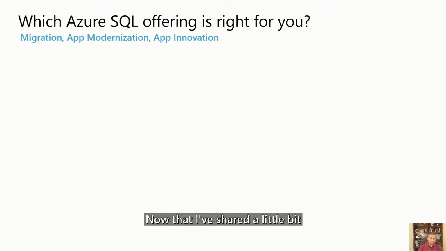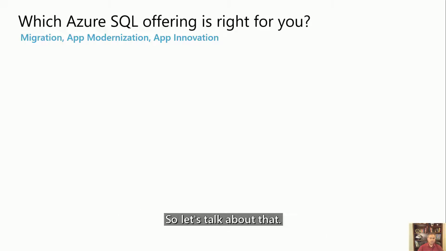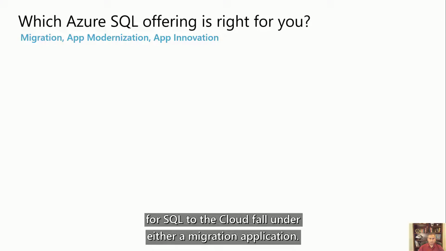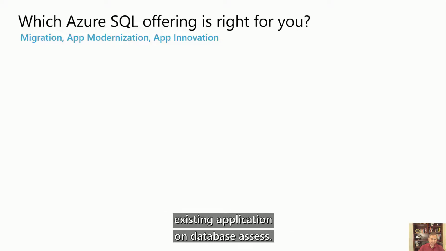So now that I've shared a little bit of each of these deployment options, the big question is which one is right under which scenario, right? So let's talk about that. The three main application patterns that we see customers bring for SQL to the cloud fall under either a migration application. In this case, they're moving existing application and database assets.